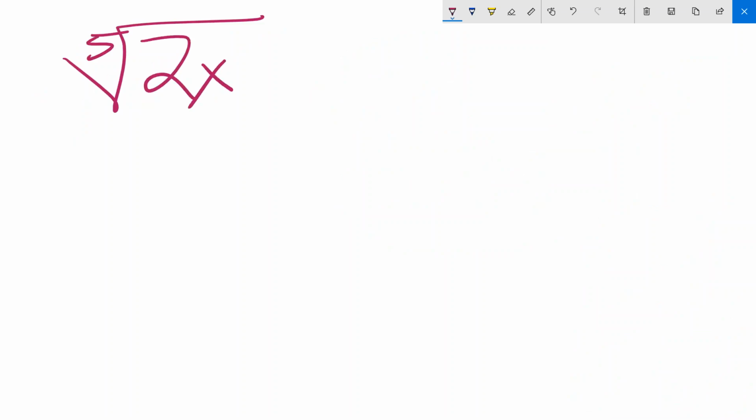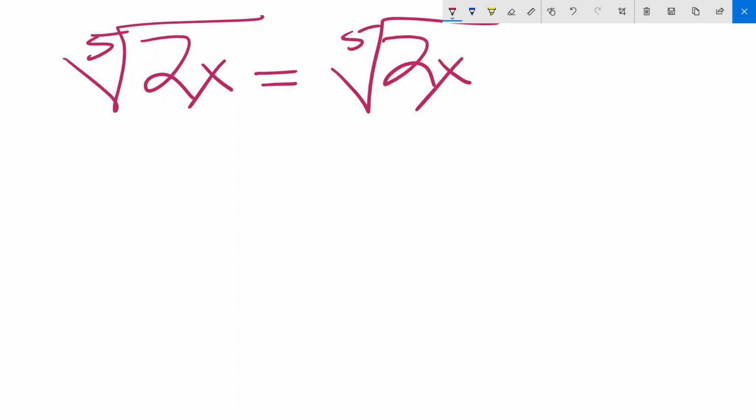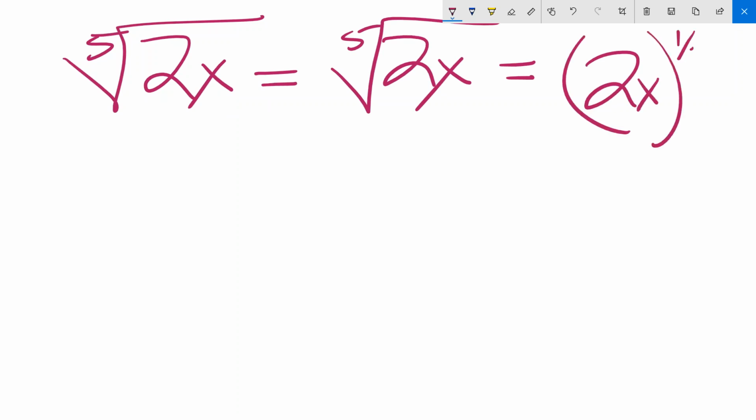What else? 5th root of 2x. That's the problem? Yeah. That's the answer. Really? Can't simplify it. I could rewrite it. Oh, maybe they're looking for you to rewrite it a different way. That is also the same as that. I think that's what they're looking for. Okay. But these are not really equal. They're just a different way of writing the same thing.